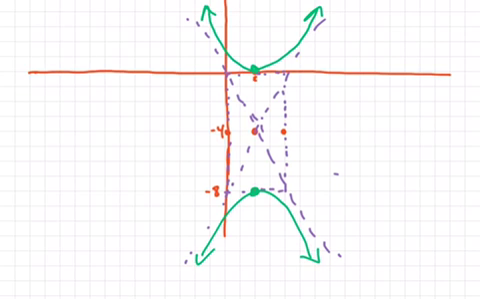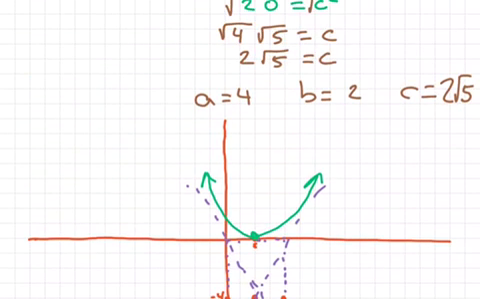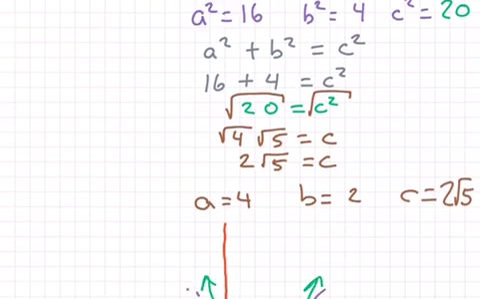Okay, good. We're not done yet, right? We still got to find the C value, right? So we have to use C to find the foci. Okay? So C is equal to 2 square root 5, right? So my center is (2, -4).